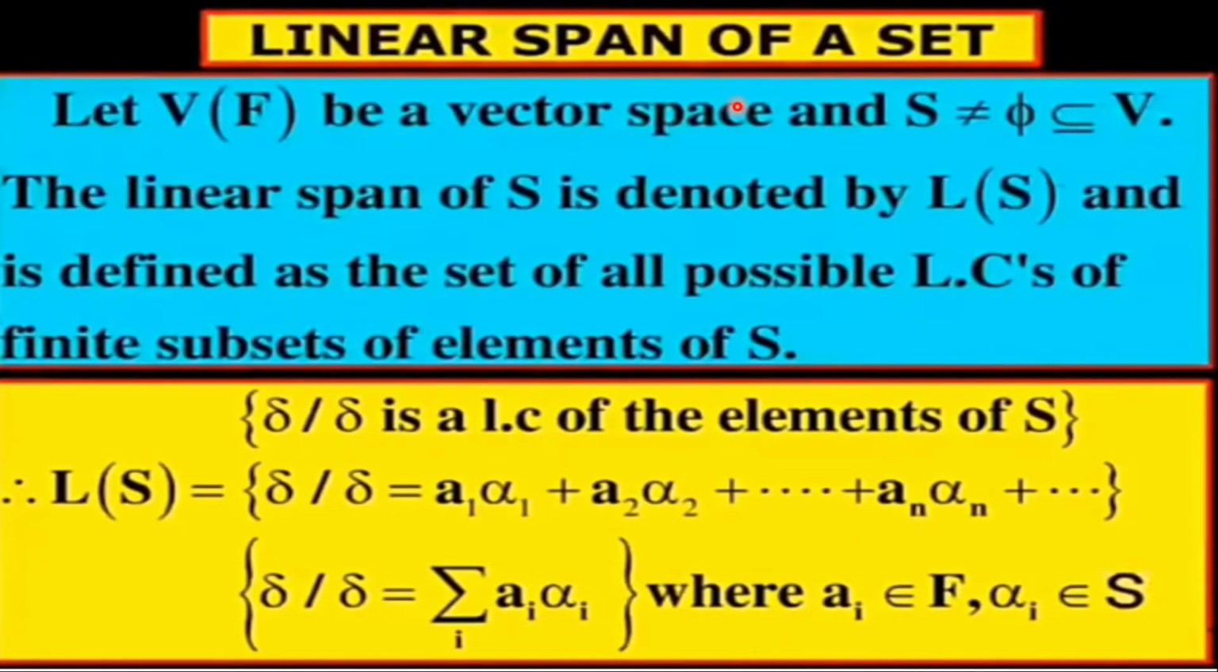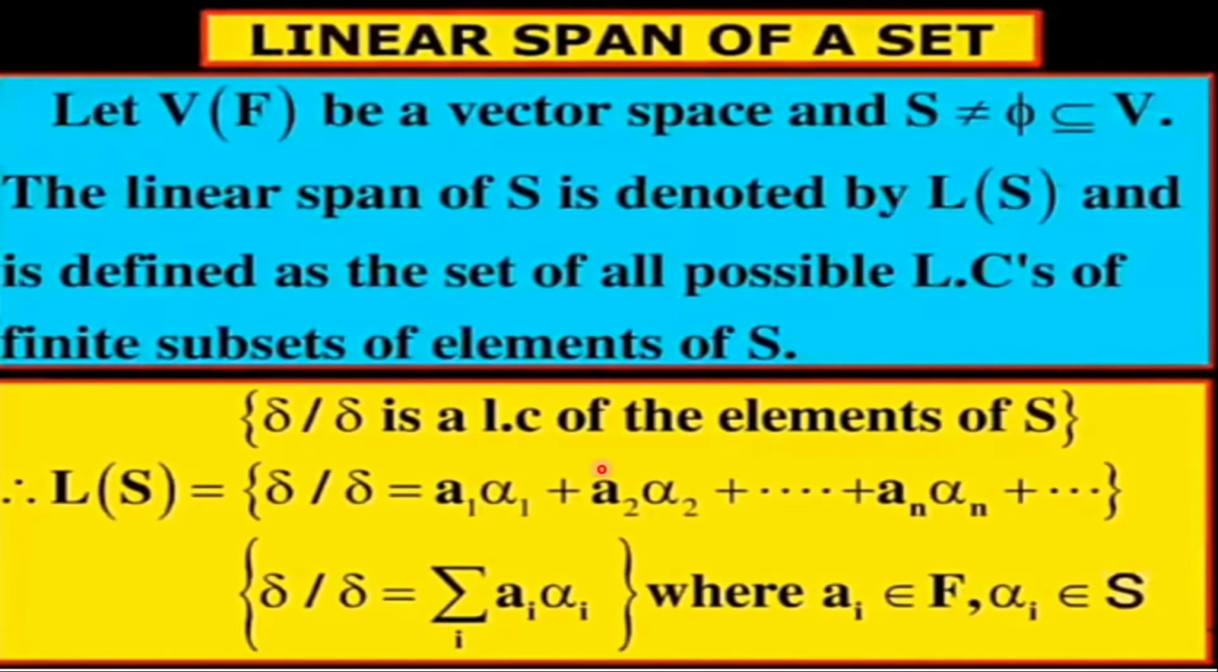Linear span of a set, definition. Let V(F) be a vector space and S be a non-empty subset of V. The linear span of S is denoted by L(S) and is defined as the set of all possible linear combinations of finite subsets of elements of S. Therefore, L(S) equals the set of all delta such that delta is a linear combination of the elements of S.